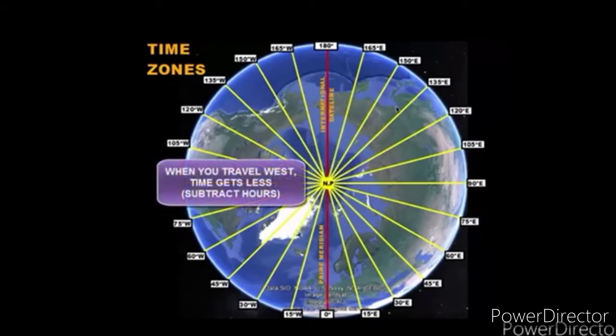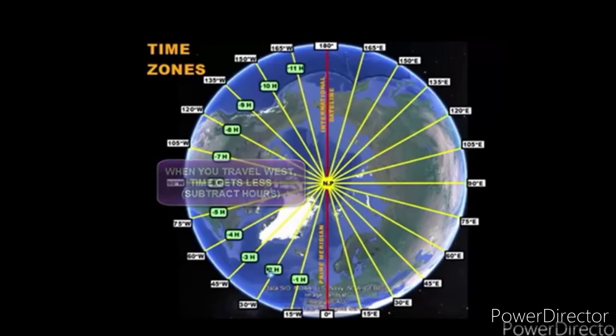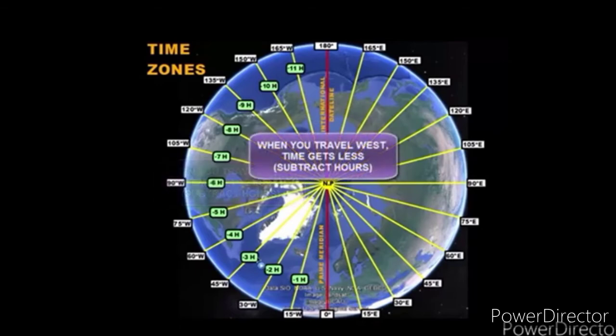So now what do you have to remember? When you travel towards western countries or towards the western hemisphere, you need to subtract an hour, and time will be compared from Greenwich Mean Time or the prime meridian line.